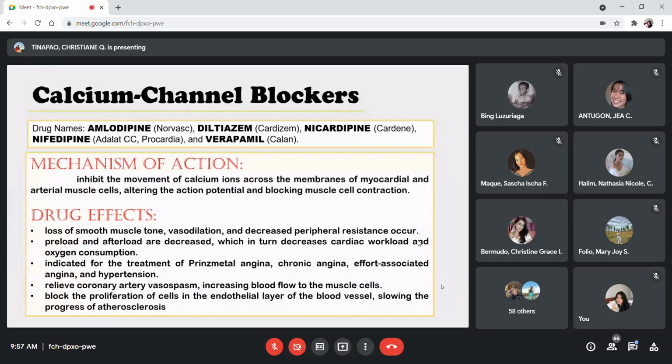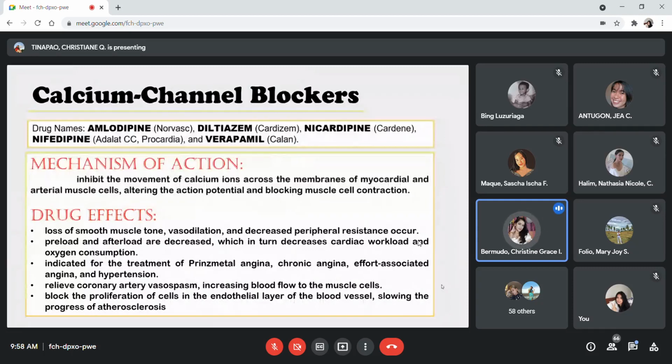Okay, Doc. So now let's proceed to the next group of drugs under the anti-anginal agents, the calcium channel blockers. So amlodipine, diltiazem, nicardipine, nifedipine, and verapamil are calcium channel blockers. For its mechanism of action, calcium channel blockers prevent calcium ions from moving across the membranes of cardiac and arterial muscle cells, causing the action potential to change and muscle contraction to stop.